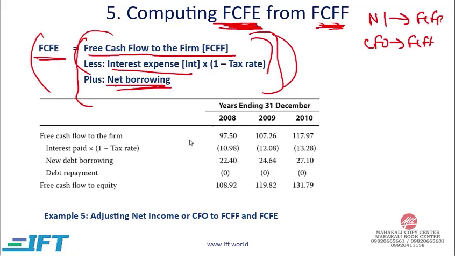This is a simple illustration where we start with FCFF, we then subtract the after-tax interest, there is a net borrowing, and we come up with free cash flow to equity. Example 5 shows the working, and it is fairly straightforward, so I would like you to try it. I'm not going to cover it here explicitly.